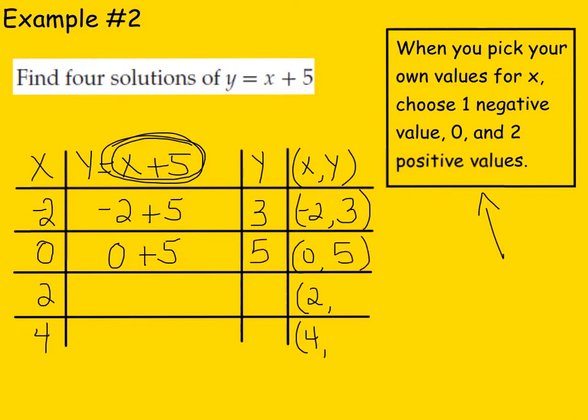Pause the video, go ahead and finish your table of values, and then we'll check your answer. When we plug in 2, we would have 2 plus 5, which is 7. And then 4 plus 5, which is 9. Again, if we were to graph all 4 of these points on a coordinate grid, we would see that they make a straight line.